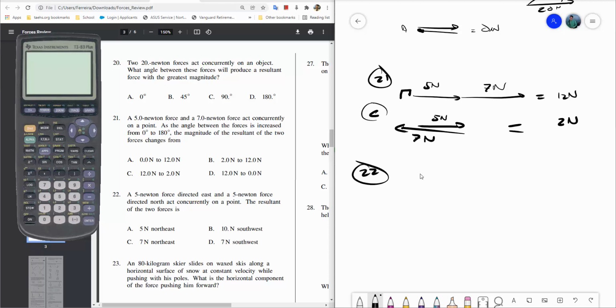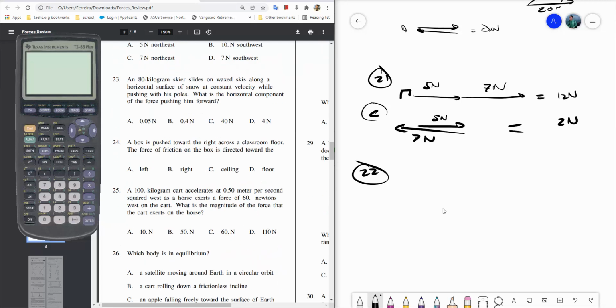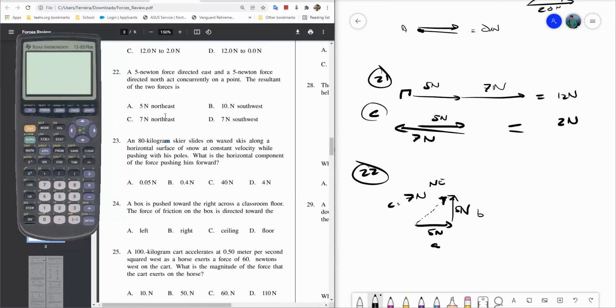22: A 5 Newton force directed east and a 5 Newton force directed north act concurrently on a point. The resultant of the two forces is what? So if you're going to go 5 east and 5 north, you do a squared plus b squared equals c squared, which in this case, if you did the math, you'll get something like 7 newtons. And the direction is northeast, because you went east and you went north, so together you're going to go 7 newtons northeast. The answer is C.